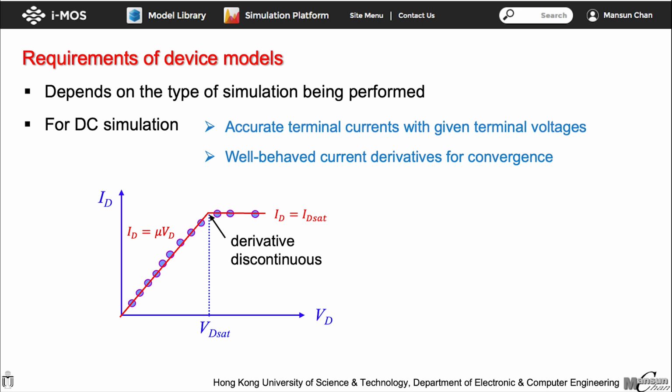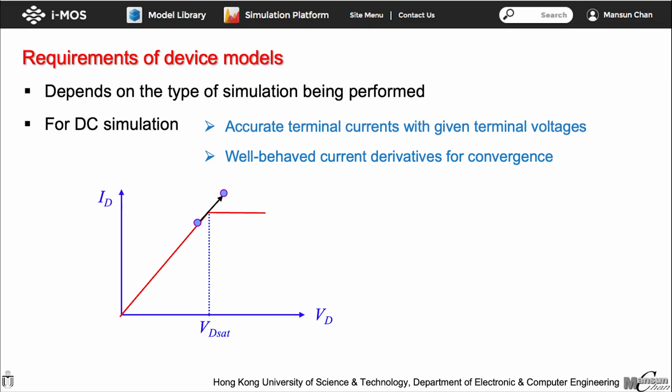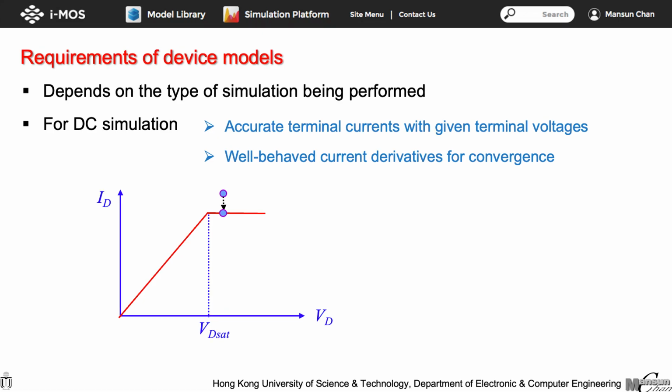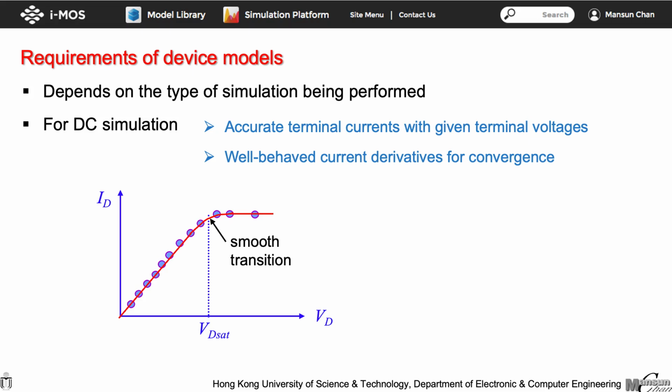For instance, if we start with a guessed VD input slightly below VD set, the simulator will project the next result based on the derivative, resulting in a value higher than the actual current. Using this new data point for iteration will lead to another point that is also incorrect. In such cases, the solution may oscillate, making convergence difficult. If we smooth out the breakpoint to ensure continuous derivatives, we can avoid oscillations. Therefore, the smoothness of the derivatives is sometimes more important than their accuracy.